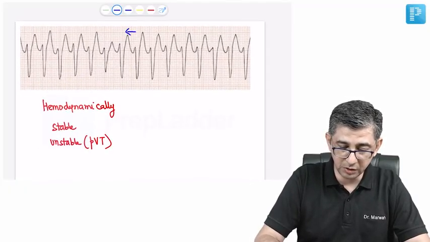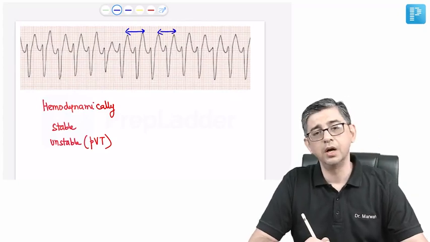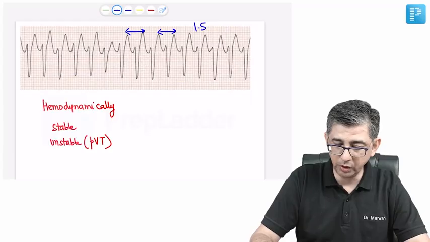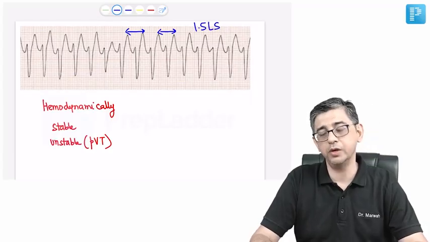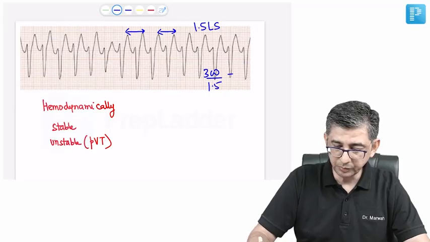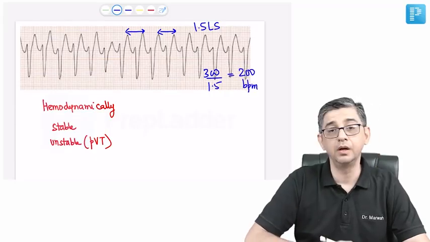You will notice that the distance between the R and R is again substantially reduced. The heart rate of this patient would be approximately 200 beats per minute, 1.5 large squares. So 300 divided by 1.5, the heart is going too fast, 200 beats per minute.